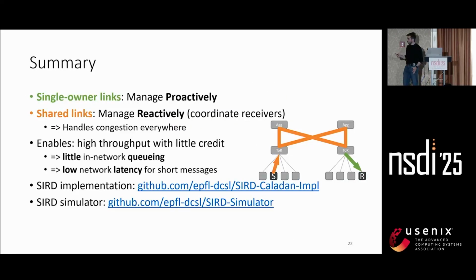So to conclude, SIRD is a simple idea: single owner links should be managed proactively and shared links should be managed reactively, which allows receivers to coordinate. This allows SIRD to handle congestion everywhere and enables high throughput with little credit, which in turn yields little network queuing, and that yields further low network latency for short messages.